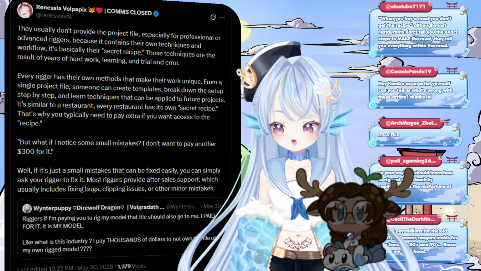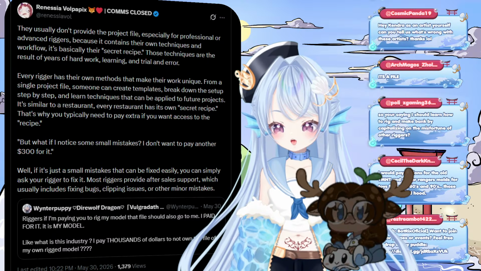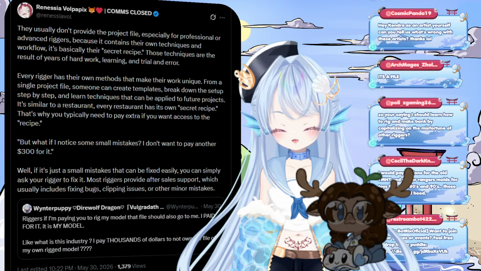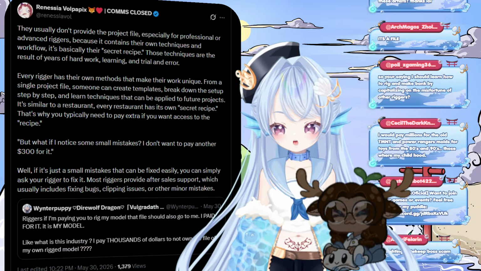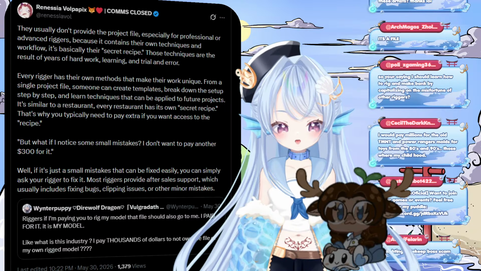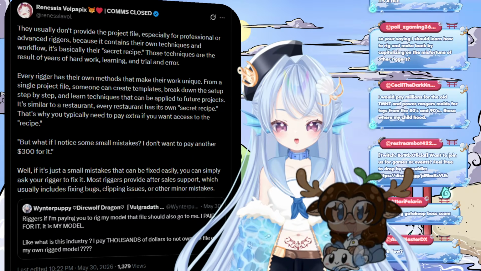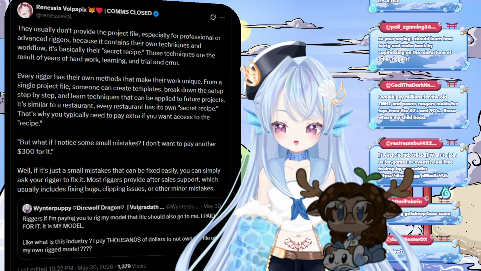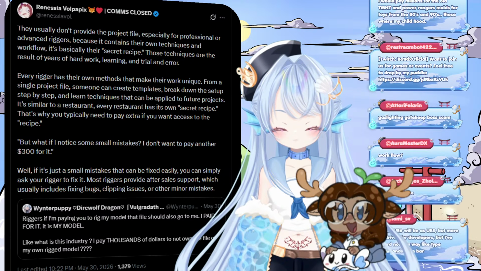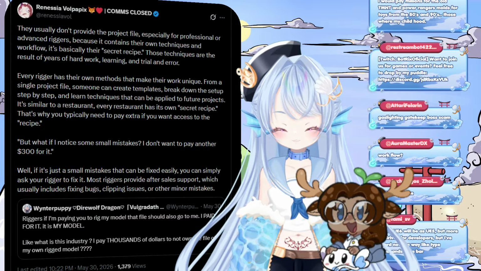This one replies, they usually don't provide the project file, especially for professional or advanced riggers, because it contains their own techniques and workflow. It's basically their secret recipe. Those techniques are the result of years of hard work, learning, and trial and error. Just so we're clear, 99% of it was you learning from other people. So let's stop pretending that you guys figured everything out completely on your own. None of you did. Not only that, even the people that were professional, unless you were some of the OGs that went into Live2D before it became a subscription service, I'm not taking any advice from you.